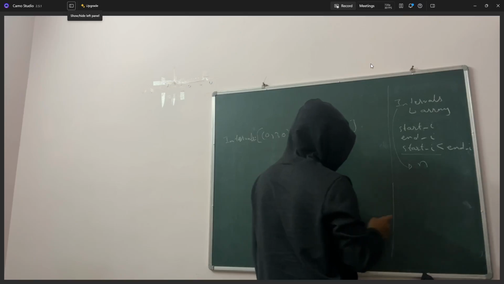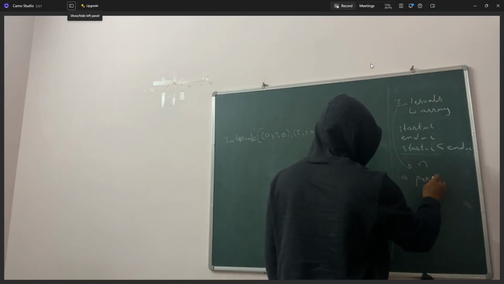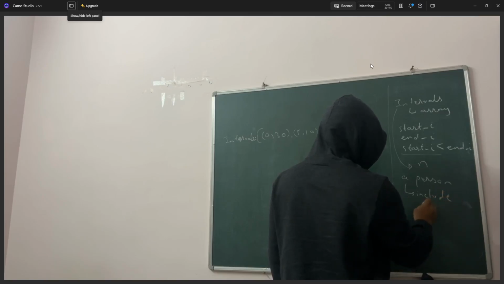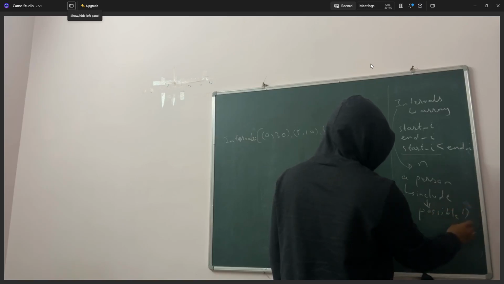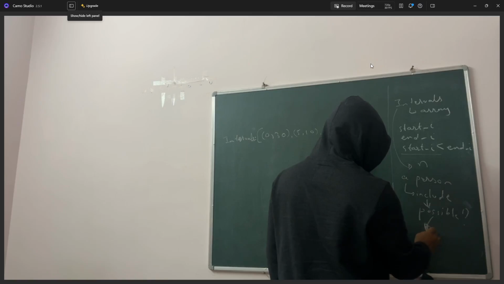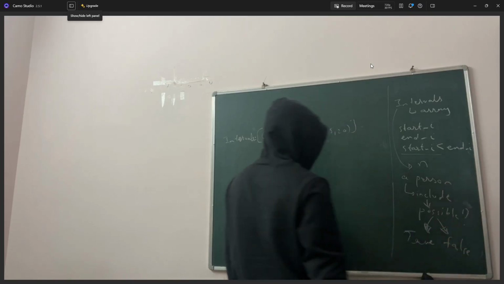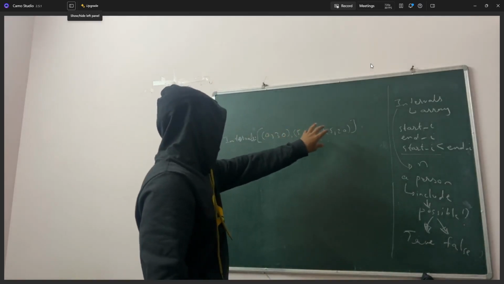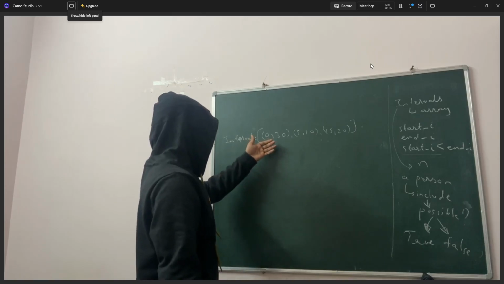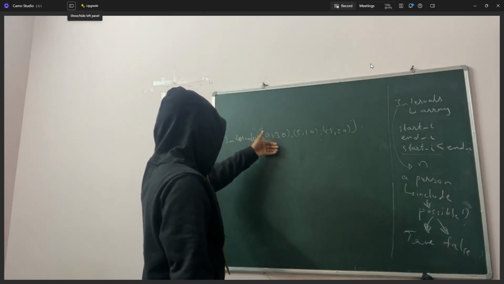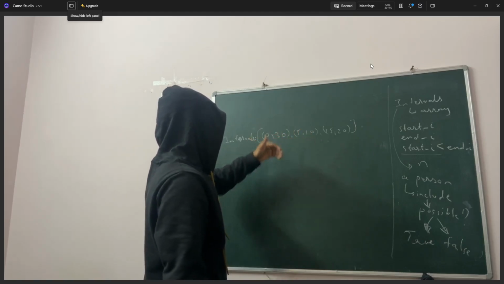Now a person wants to include all these meetings. We have to check if this is possible or not. If it is possible, we have to return true, else we have to return false. So they have given certain meetings, and they're asking whether he can go to all the meetings or not.